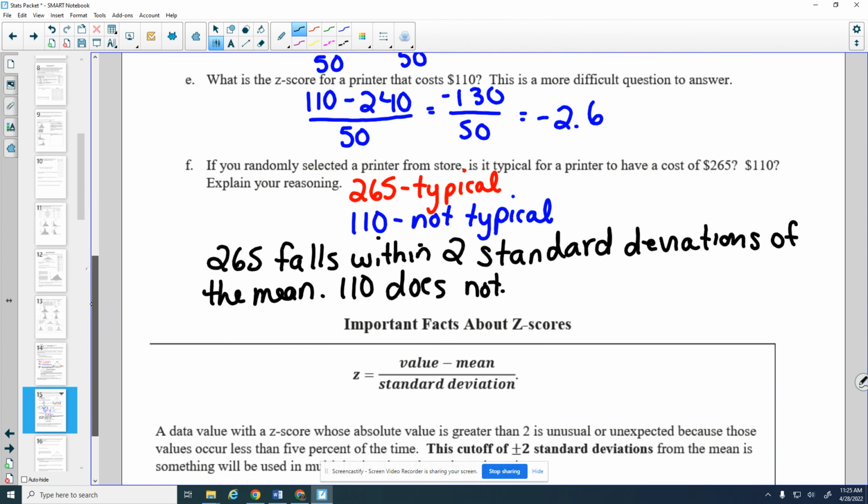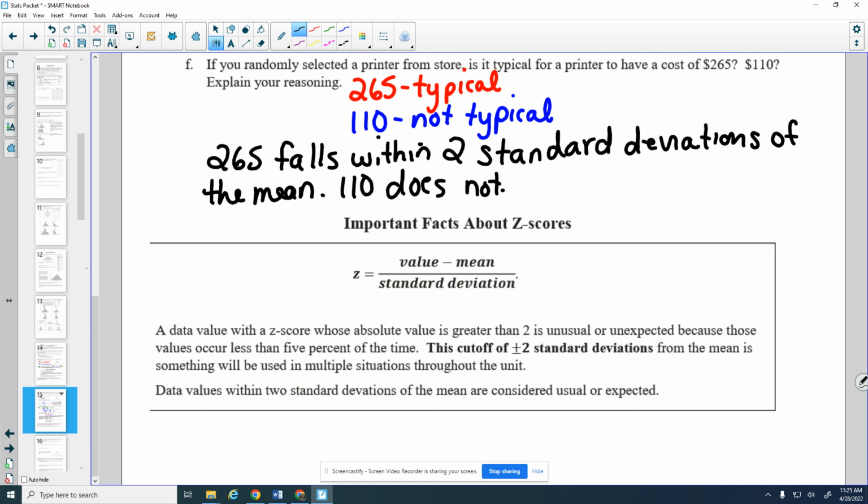So here's just a summary of important facts, and then we'll practice some more on the next page. Important facts about z-scores. We do the value minus the mean over the standard deviation, which is what we did with the 110 to find a z-score. A data value with a z-score whose absolute value is greater than 2, right? So kind of ignoring the negative sign, if that number is greater than 2, is unusual or unexpected because those values occur less than 5% of the time. This cutoff of plus or minus 2 standard deviations from the mean is something that we will use in multiple situations throughout the unit. Data values within 2 standard deviations of the mean are considered usual or expected, or we just use the word typical on the past problem.